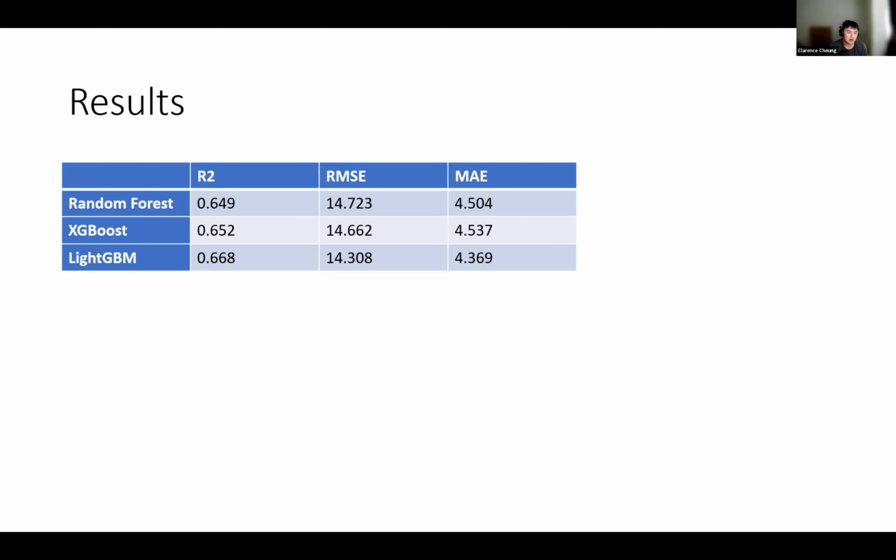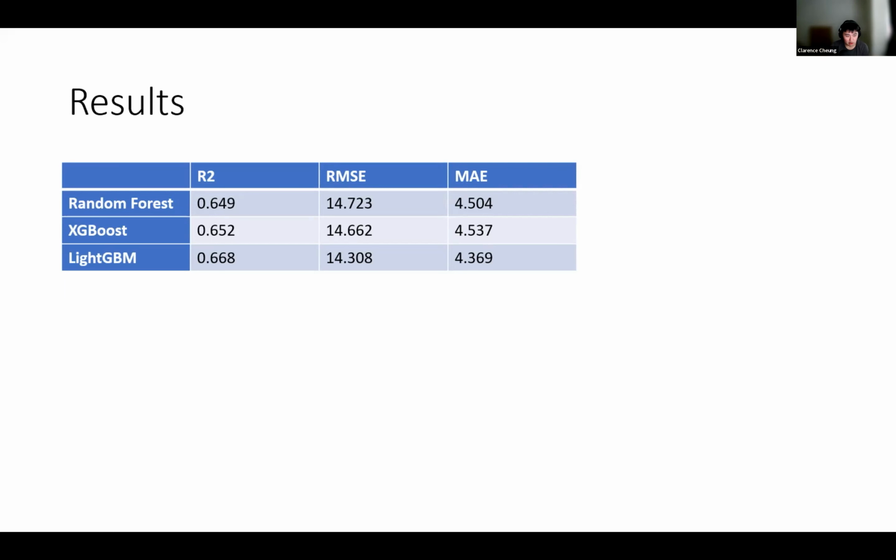From these results, we see that Light GBM was probably the best performing algorithm out of these three. It did have the highest R-square and also the lowest errors for RMSE and MAE compared to the other two models.